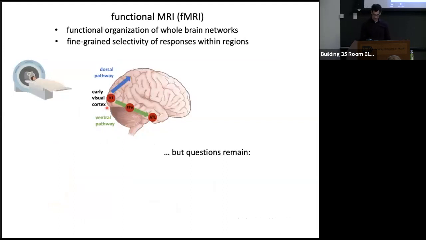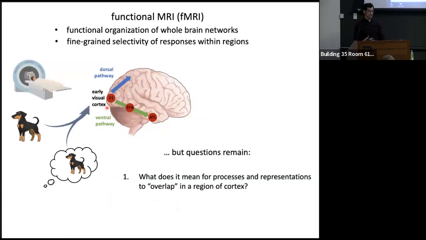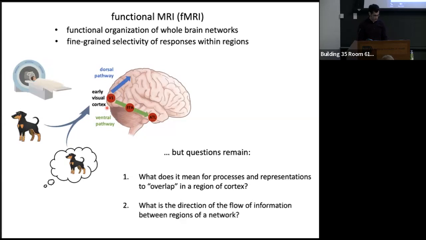Two of them that are of particular interest for layer fMRI are, first, what does it mean for processes and representations to overlap in a region of cortex? So for example, there's lots of evidence that when I look at something, like a dog, or if I simply imagine it without visual input, both processes will evoke overlapping responses in V1, in primary visual cortex. However, these are fundamentally different processes. So we need to understand how we can differentiate them across specific regions of the cortex.